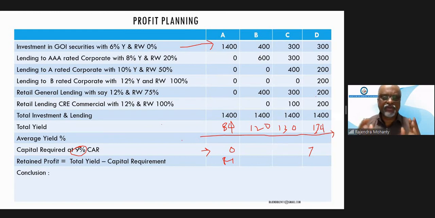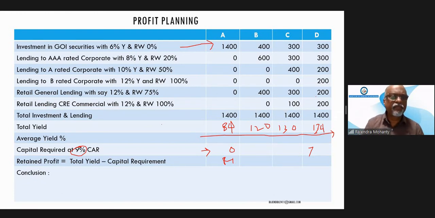Sometimes questions are asked on this type. They will ask what is your total yield, what is the capital requirement, what will be the retained profit, and for which year. So if you can calculate all these things, then you can do it.